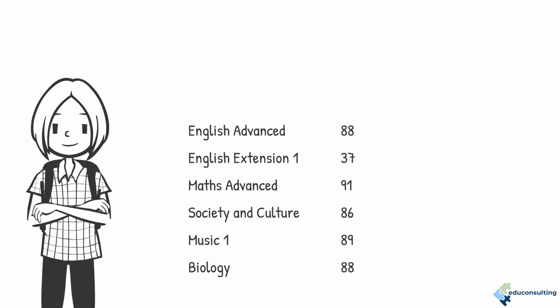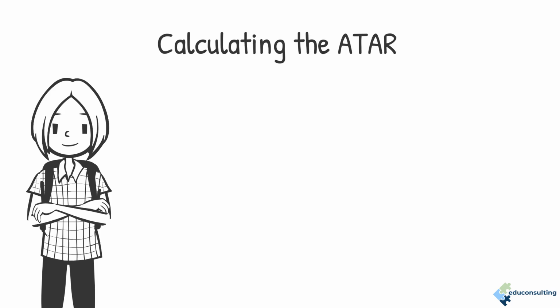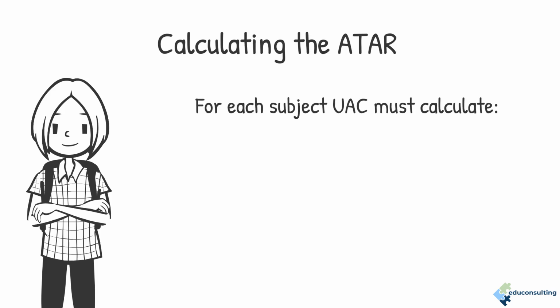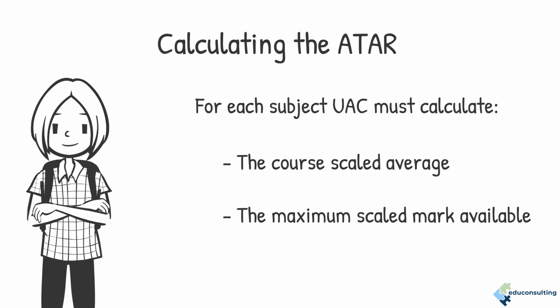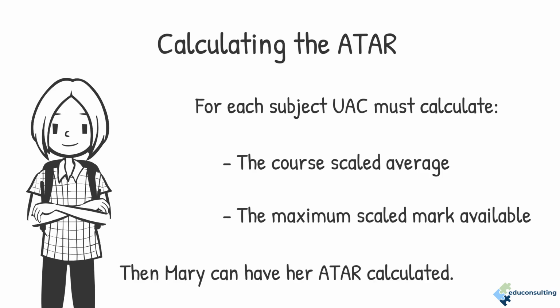NESA, having calculated her HSC scores, are now done with them, and they send them off to UAC so they can be scaled and ATAR scores can be calculated. When it comes to scaling, there are two things that I want to talk about. One of them is calculating the scaled average mark for each course, and the other is calculating the scaled maximum mark available for each course. So we'll go through those. Once we've talked about those, then we can talk about actually allocating an ATAR to Mary.